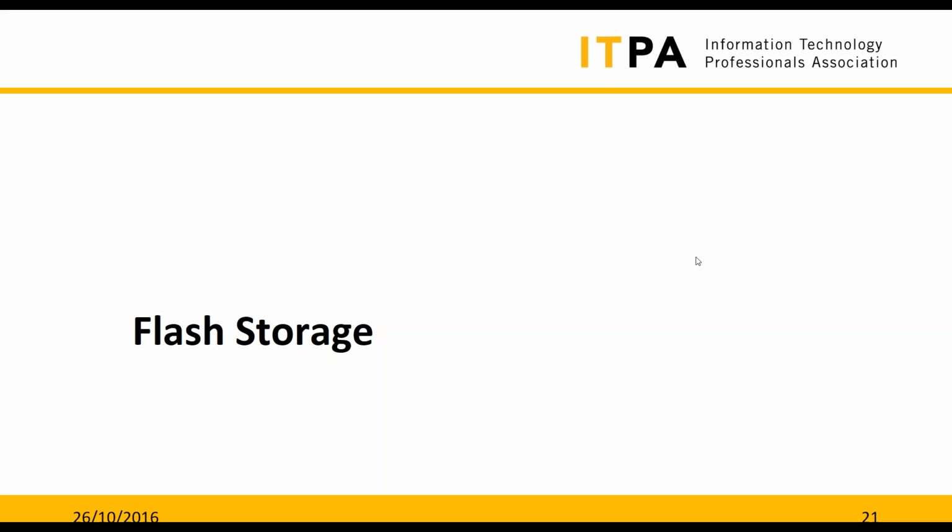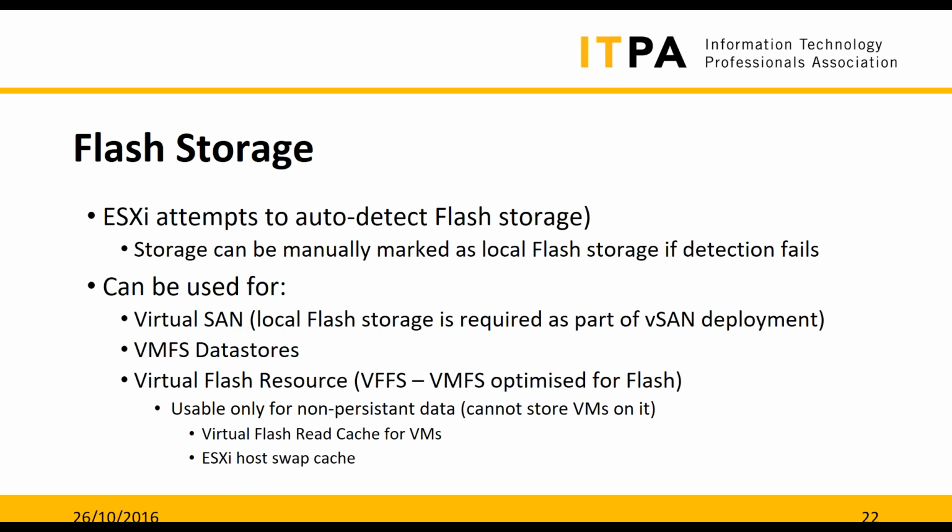Flash storage is the next topic. ESXi will try, under version 6 especially, to auto-detect flash storage. Storage can also be manually marked as local flash storage if detection fails. The reason this is important is that once storage has been marked as flash, you can use it for a variety of things. Virtual SAN: in order to run Virtual SAN, and we'll get to that in a little while, you need flash storage available, or storage that is marked as flash.